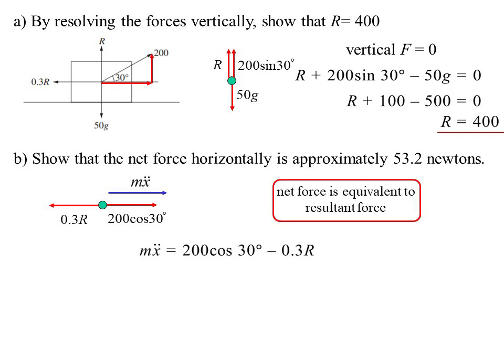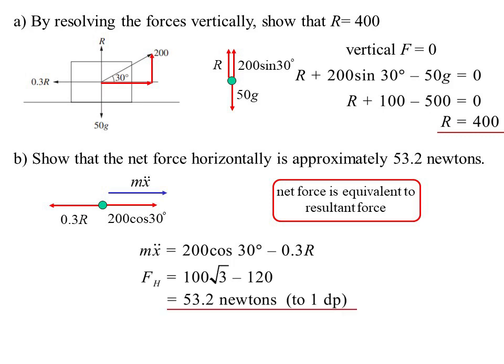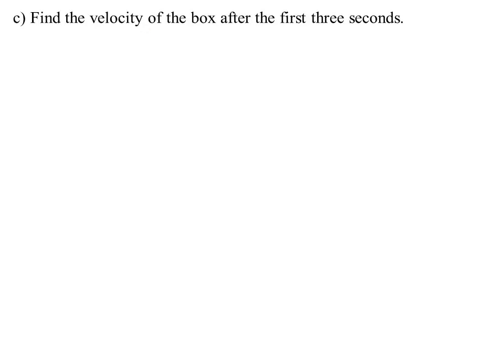But they've used the word net force, which is another way of saying resultant force. The result of all the forces is the net force. I don't need to know what m is for this, because it's the force they're looking for. So I'm saying that force is equal to 100 root 3 minus 120, which is about 53.2 newtons. What is the velocity of the box after the first 3 seconds? Well, I now know that mẍ is 53.2.